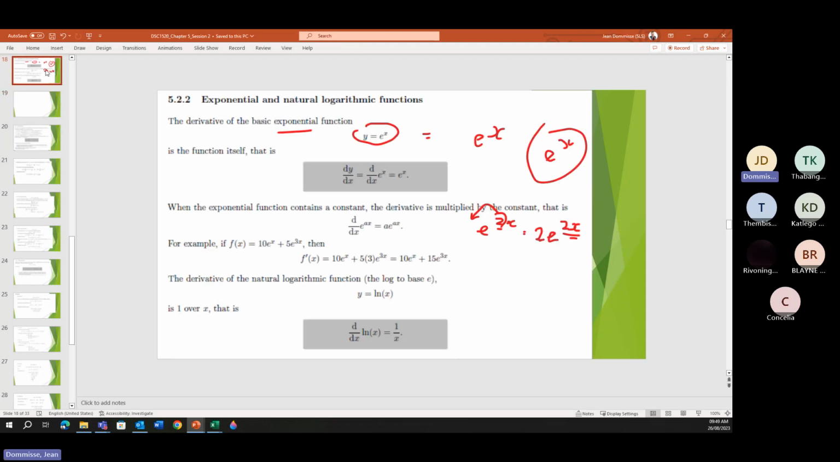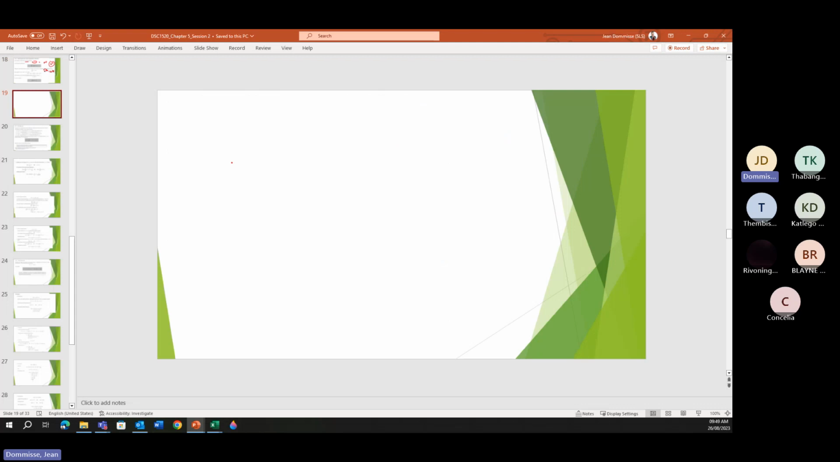Let me quickly just see what that example one was. 10 to the power x plus 5e to the power of 3x. Okay, so it was 10 e to the x plus 5 e to the power of 3x.